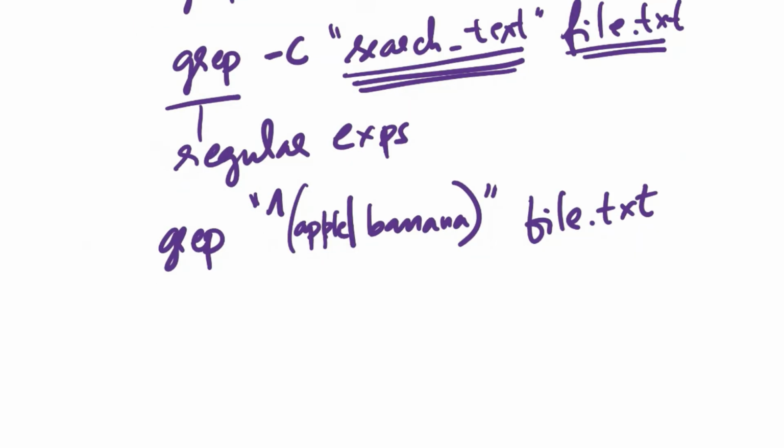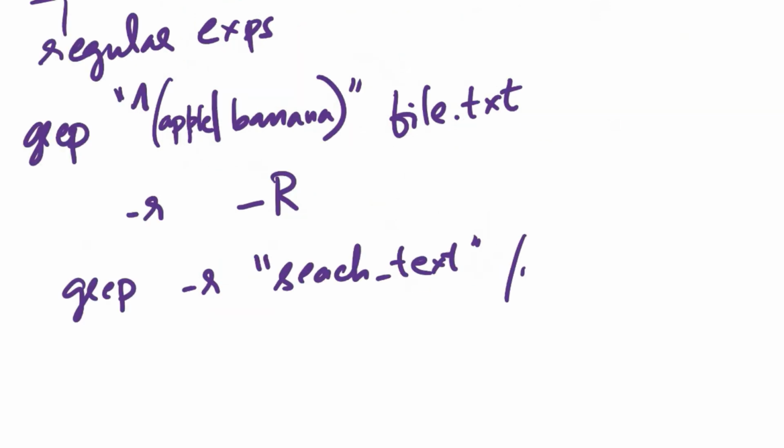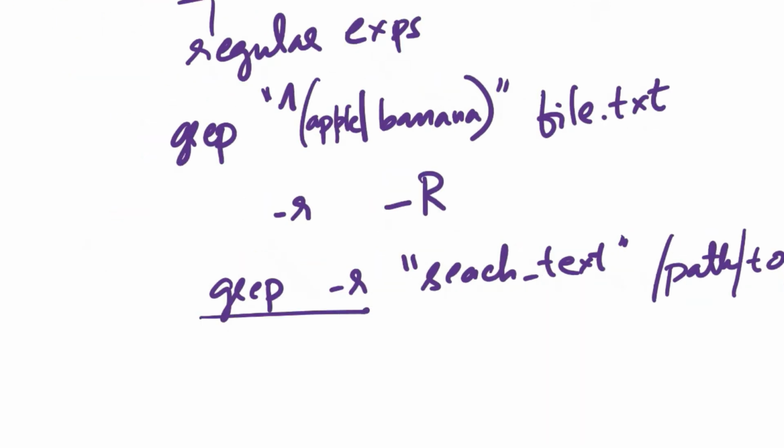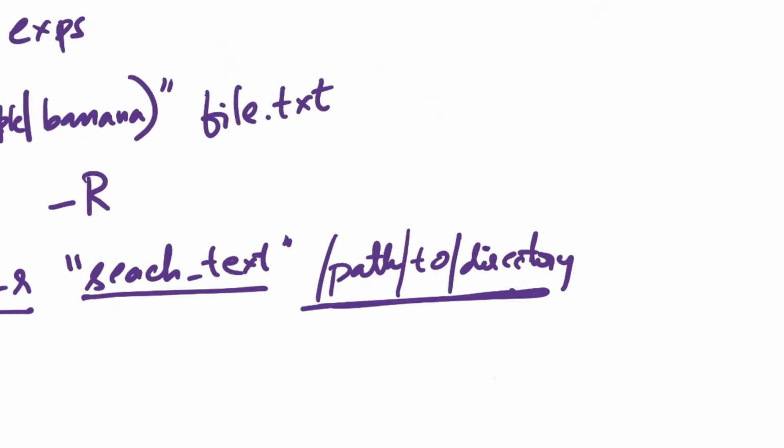Next, if you want to perform a recursive search in a directory and its subdirectories, then use the -r or -R option. So you write grep -r search text and then the path to the directory. So you say grep -r for recursive, then you're searching for the search text in this directory. You're giving the path of the directory. It will consider its subdirectories as well because of -r.